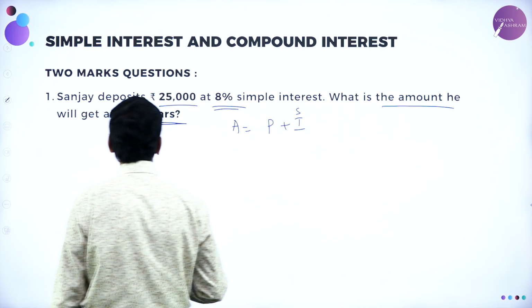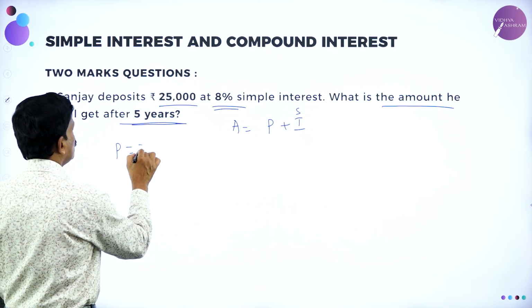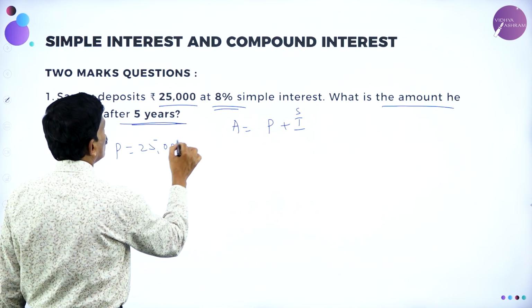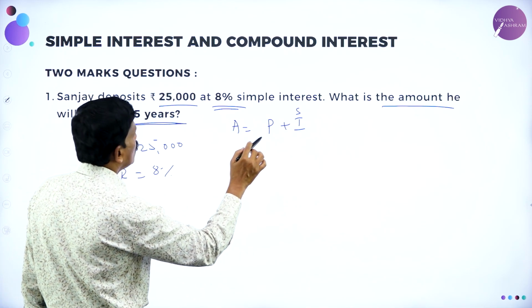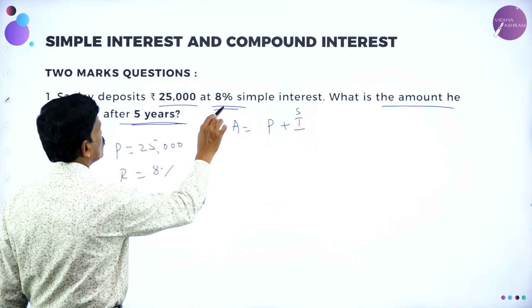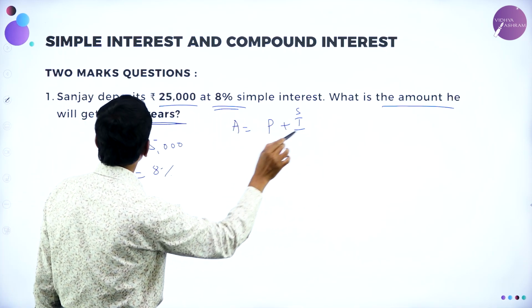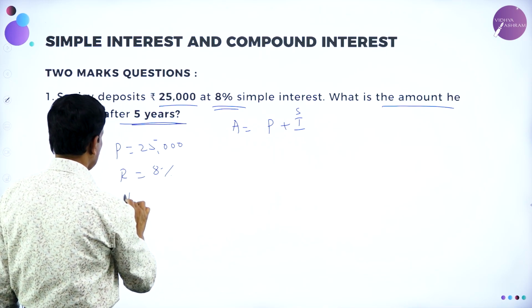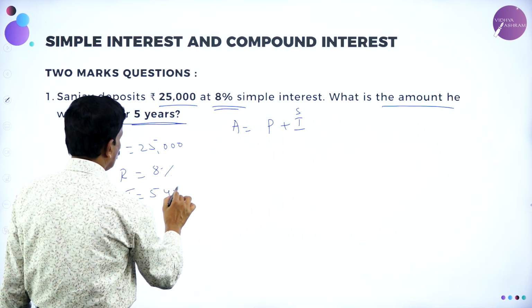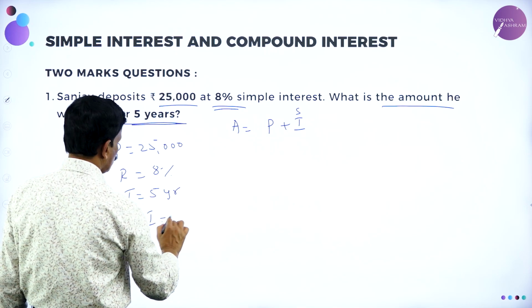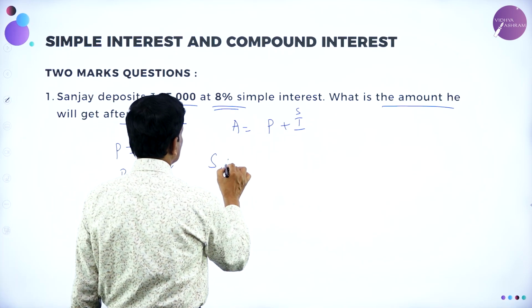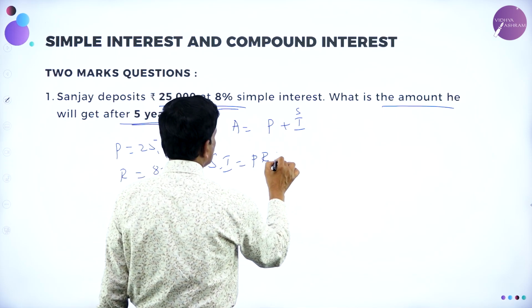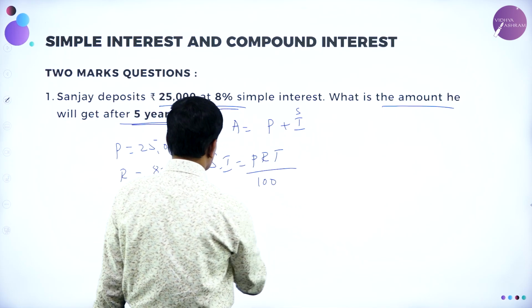Now let us write down what is given. The principal is 25,000 and the rate of interest is 8%. What is the amount you will get after 5 years? The time period is 5 years. Let us find out the simple interest, then the amount. Simple interest is PRT over 100.